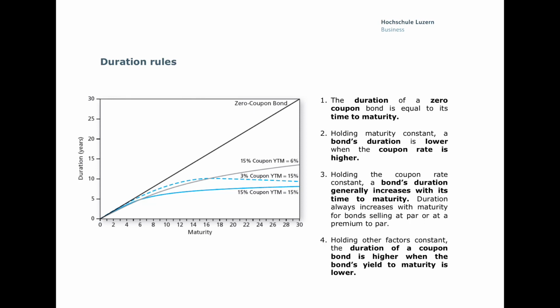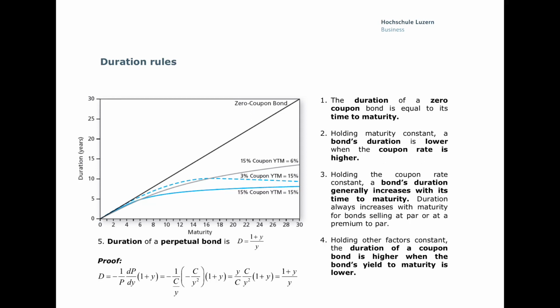The intuition for this property is that while a higher yield reduces the present value of all of the bond's payments, it reduces the value of more distant payments by a greater proportional amount. This further implies that at higher yields, a higher fraction of the total value of the bond lies in its earlier payments. The final rule, number 5, tells us that the duration of a perpetual bond equals the ratio of 1 plus the yield to maturity divided by the yield to maturity.